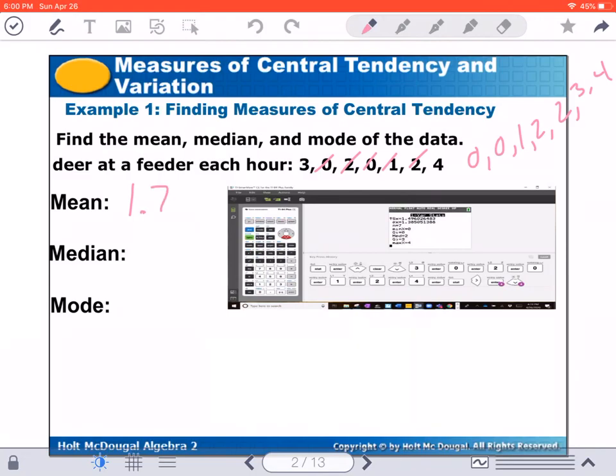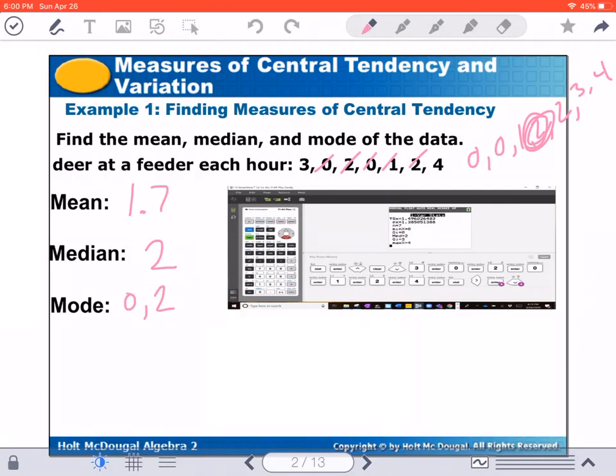My median is going to be the number that occurs right in the middle, right? So if I have 7 data values, I'm going to count over 1, 2, 3, 4, and that's going to give me my median value. In this case is 2. My mode is the number or numbers that occur the most times, right? So I see that 0 occurs twice and 2 occurs twice. So my mode is actually 0 and 2.